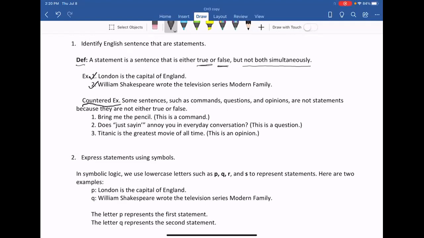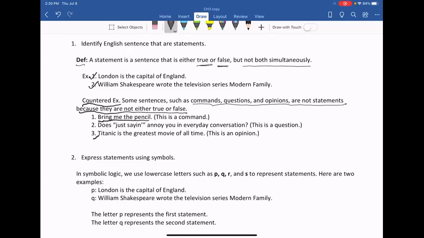As counterexamples, some sentences such as commands, questions, and opinions are not statements because they are not either true or false. For example, bring me the pencil. This is a command. It's not a statement. Second one, does just saying annoy you in everyday conversation? This is a question, so it's not a statement.